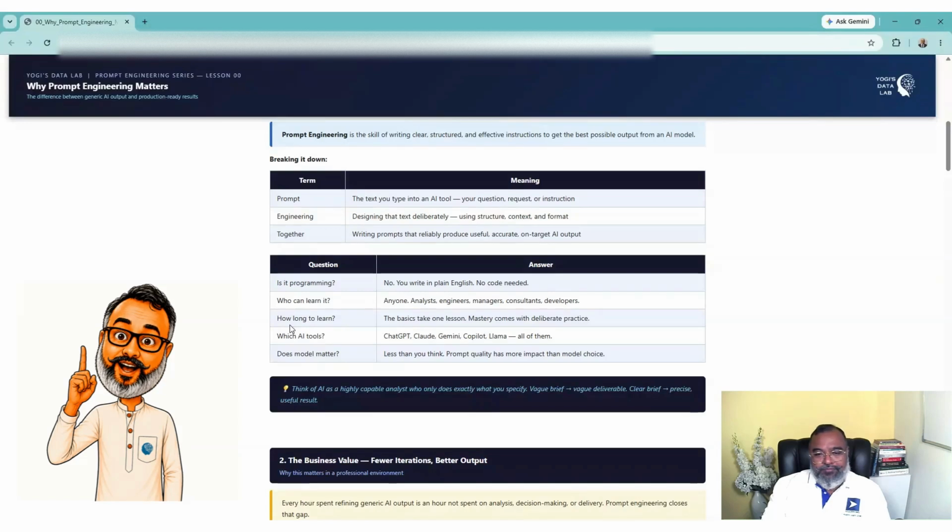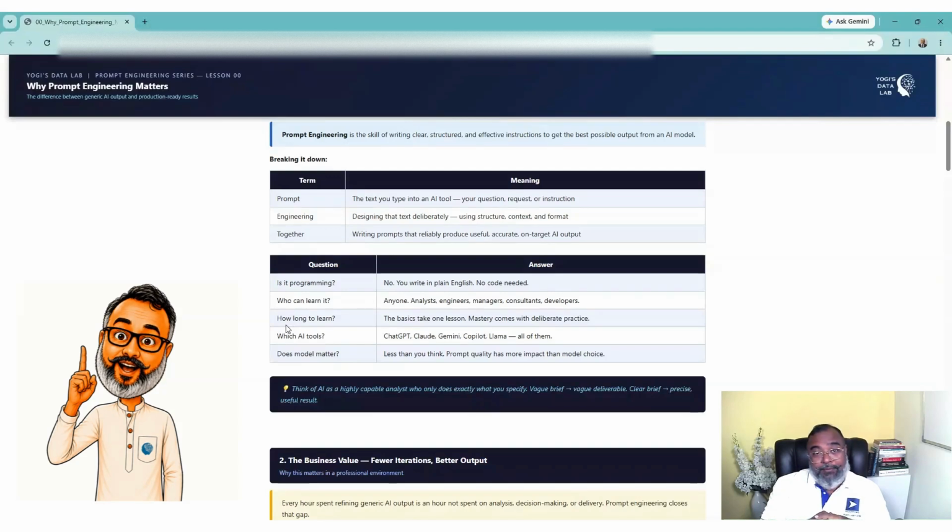How long to learn? Well, that is a tricky question, but the basics are pretty simple. You have to chat. How you have to chat is what we are going to learn here. How you are going to use the prompt is what we are going to learn here. So it will be more of practice. The more you practice it, the more you keep on using it, eventually you'll keep on improving on it, and you'll get much better prompting techniques and results sooner. Which AI tools?